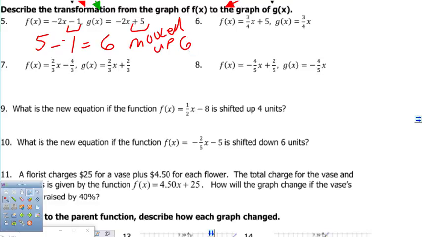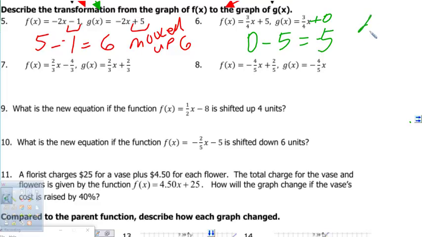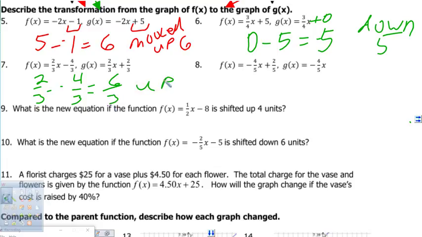Now, over here, okay? Second one, which is 0, minus the first one, -5. So that means down 5. Okay? Same concept. 2/3 minus -4/3. That's going to be 6/3. So it's up 2.